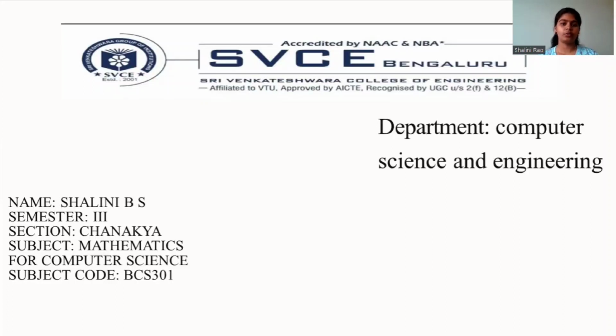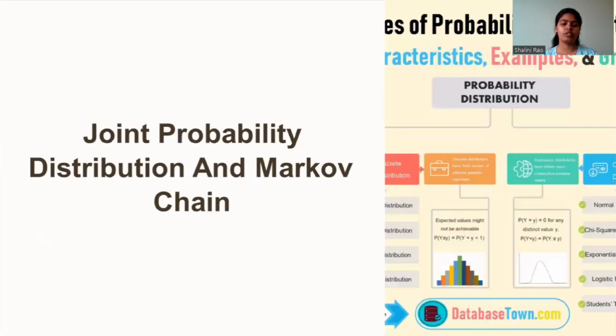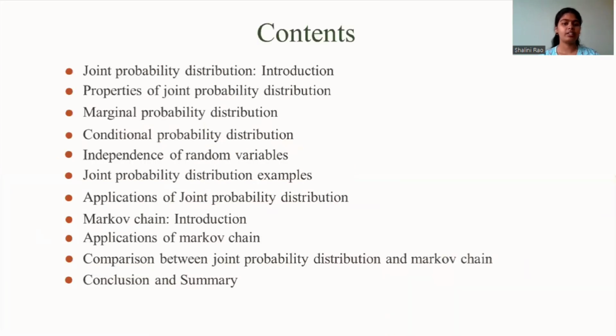In this video, we will explore the fascinating world of probabilistic modeling, which is joint probability distribution and Markov chain. Here we have the contents: joint probability distribution introduction, properties of joint probability distribution, marginal probability distribution, conditional probability distribution, independence of random variables, joint probability distribution examples, applications of joint probability distribution, Markov chain introduction, applications of Markov chain, comparison between joint probability distribution and Markov chain, conclusion and summary.